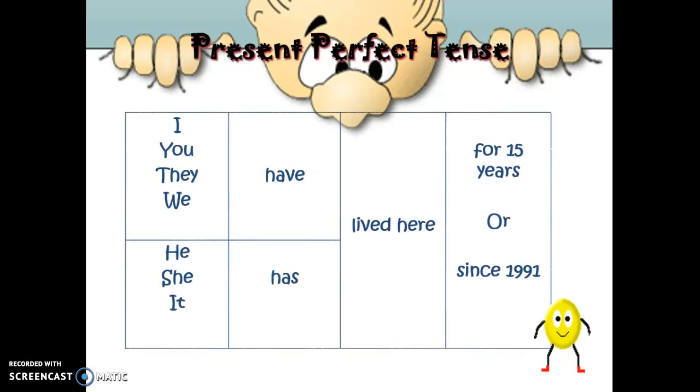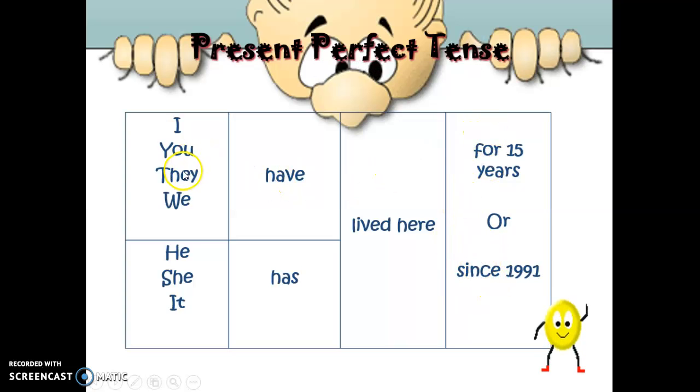We have to remember that the present perfect tense has the following structure: I, you, they, and we use have. And remember that for a third person, that is he, she, and it, we use has plus the past participle verb, that is in this case lived. So the sentence says, I have lived here. So today we're going to learn to use for and since.